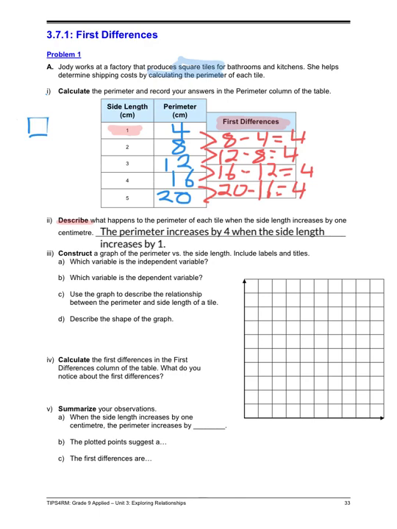And we know this because as we go from a side length of 1 centimeter to a side length of 2 centimeters, our first differences are 4. When we go from a side length of 2 to 3, we get a first difference of 4. When we go from a side length of 3 to 4, our first difference is 4. And when we go from a side length of 4 to 5, our first difference is 4. Meaning every time that we increase our side length by 1, we increase our first differences by 4.